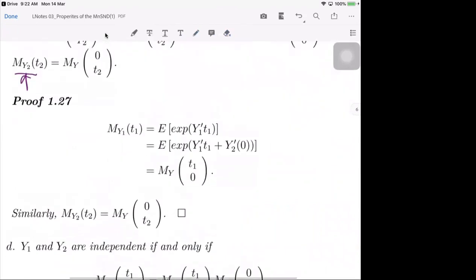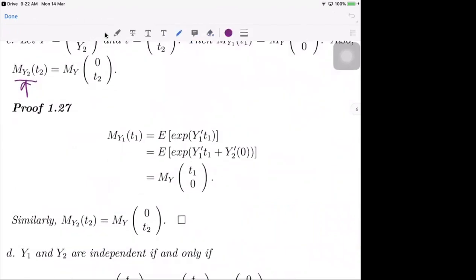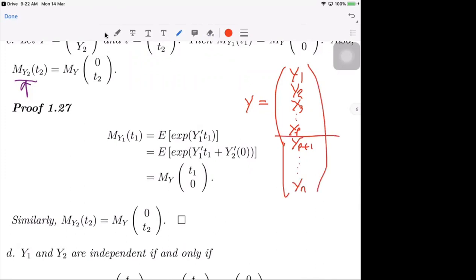So for the proof, if we partition our y, say for example, y1, y2, y3, and so on up to yp, and then yp plus 1 to yn, you can partition it in this manner and call this y1 and y2. But your y1 is actually the vector y1 to yp, and your y2 is the vector from yp plus 1 to yn. Similarly for t.